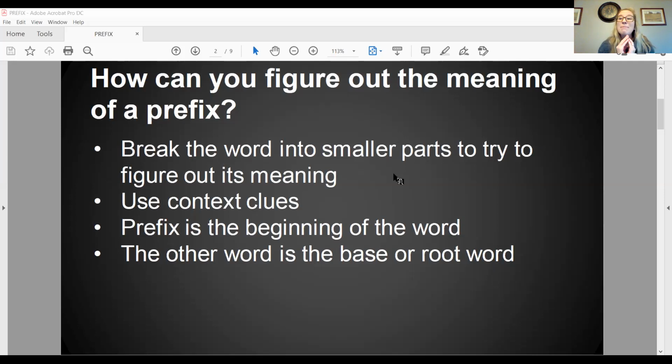The prefix is at the beginning of the word. Okay, we've talked about suffixes too. They're at the end of the word, but the prefix is at the beginning of the word. So it's the first few letters that make up that beginning sound of the word. The rest of the word after the prefix is called either the base word or the root word. You can call it either one.